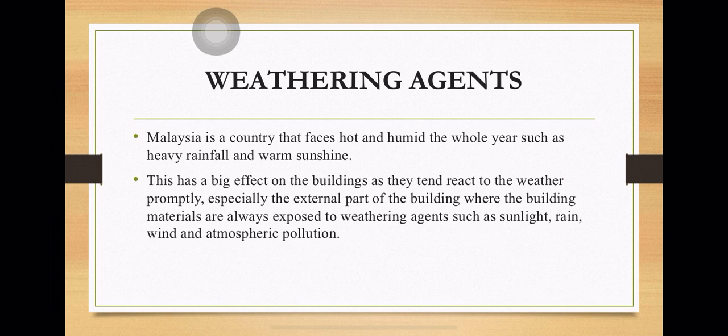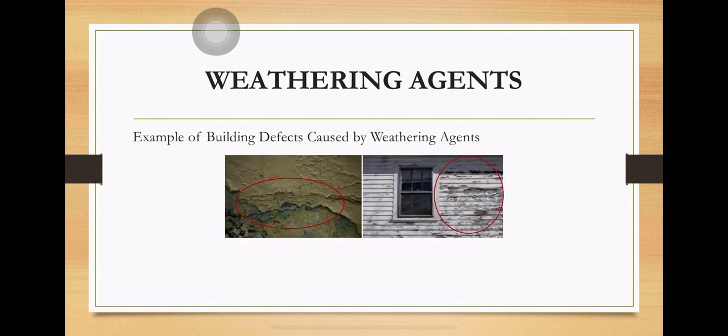So for weathering agents, Malaysia is a country that faces hot and humid weather the whole year, such as heavy rainfall and warm sunshine. This has a big effect on the buildings as they tend to react to the weather promptly, especially the external part of the building, where the building materials are always exposed to weathering agents such as sunlight, rain, wind and atmospheric pollution. So the examples of building defects caused by weathering agents are the peeling of paint as shown in the pictures.